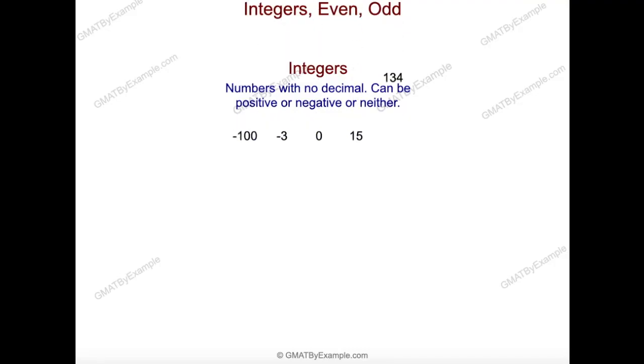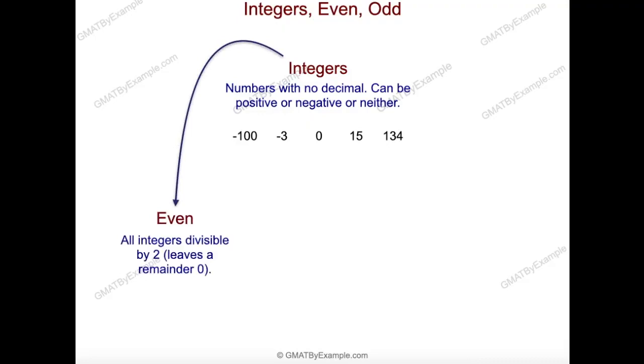All right. Without further ado, let's start with integers, specifically even and odd. Let's talk about integers. What are integers? They are numbers with no decimal values. So 2.2, 3.4, they are not integers. Integers can be positive or negative or neither of them. Minus 100, minus 3, 0, which is neither positive or negative integer, 15, 134, these are all integers. Nothing new, all of you probably already know this, but it's a good place to start with.